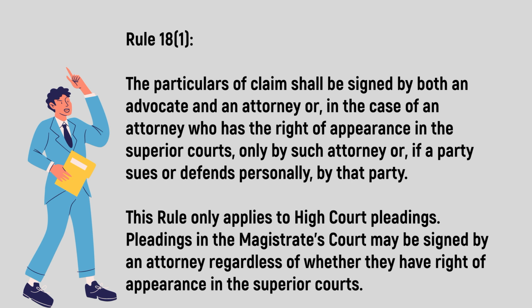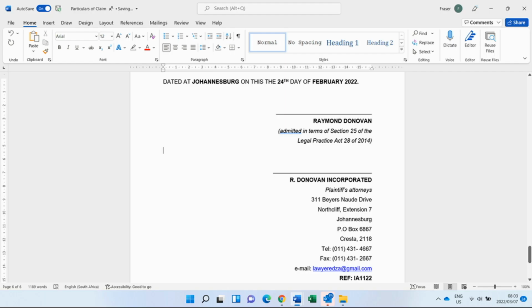Put simply, the particulars of claim must be signed by an attorney with rights of appearance in the superior courts, alternatively by an advocate. Remember, this rule only applies to high court pleadings. Pleadings in the Magistrate's Court may be signed by an attorney, regardless of whether they have rights of appearance in the superior courts. We will pretend that the attorney in our example has right of appearance in the superior courts. The signing off portion of the particulars will therefore look as follows. You will note that provision has been made for the signature of Raymond Donovan, as well as the plaintiff's attorneys, which is the firm at which Raymond Donovan works.